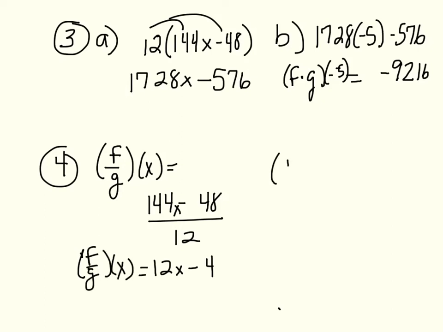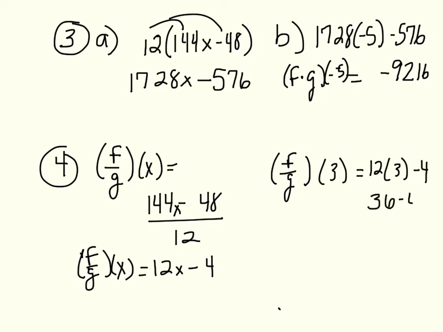We now plug in f divided by g of 3. So we plug in 3. That gives us 36 minus 4. So our value would be 32 when we plug in 3.